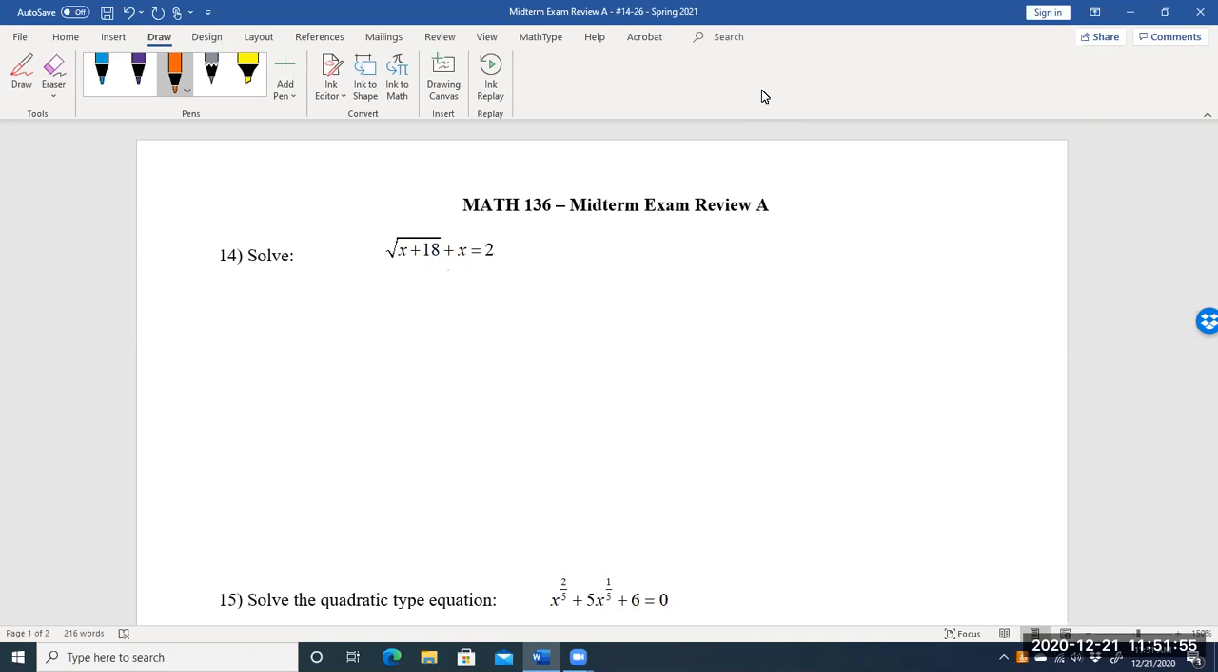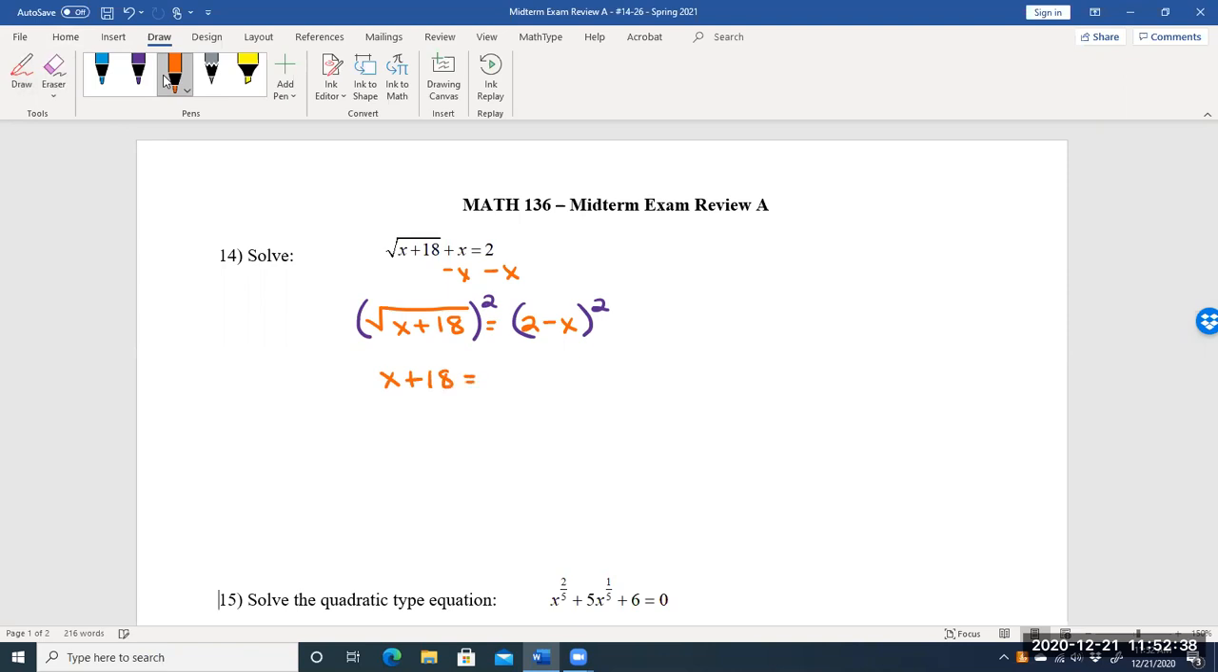So to solve a radical equation, we first need to isolate the radical. In this case, it's a square root. And so to isolate, we're going to subtract x from both sides. And then because we have a square root, we need to square both sides. So with the index being a 2, squaring both sides is going to get rid of our square root. When you square the square root of x plus 18, you get x plus 18.